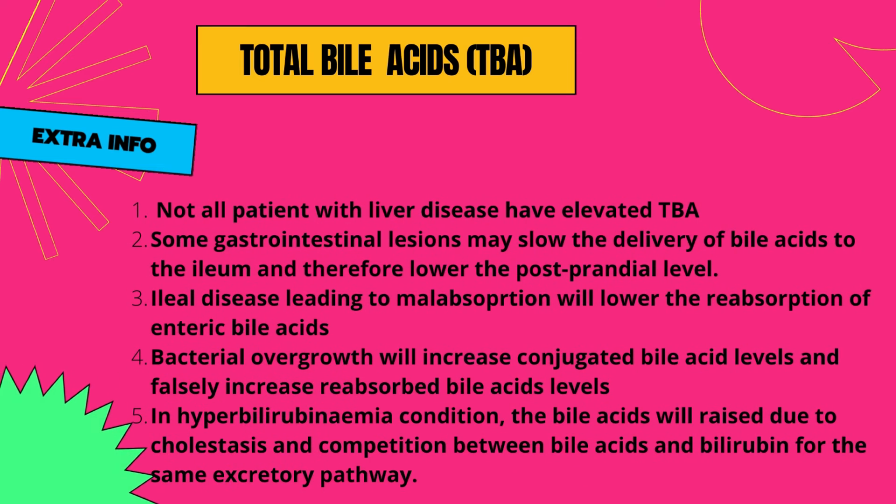Here is some extra info about total bile acids. Not all patients with liver disease have elevated TBA. Some gastrointestinal lesions may slow the delivery of bile acids to the ileum and therefore lower the postprandial level. Ileal disease leading to malabsorption will lower the reabsorption of enteric bile acids. Bacterial overgrowth will increase conjugated bile acid levels and falsely increase reabsorbed bile acid levels. In hyperbilirubinemia, the bile acids will rise due to cholestasis and competition between bile acids and bilirubin for the same excretory pathway.